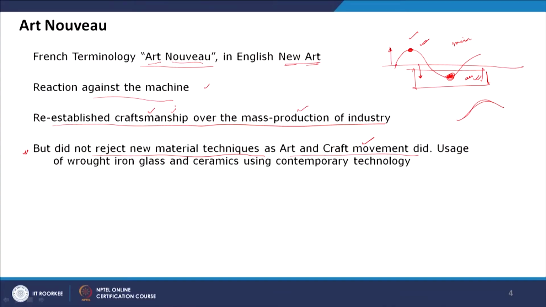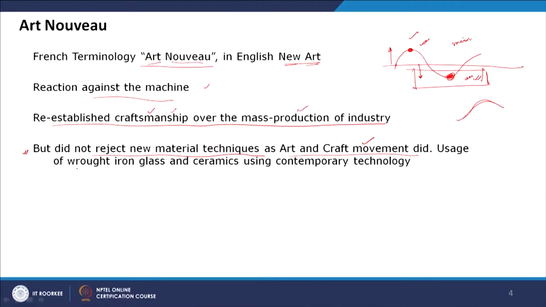do. The Arts and Crafts movement emphasized craftsmanship and traditional technique, so that the craft guild would survive, not the industry. But in Art Nouveau, they took the benefits of industry, but retained their own visual style. So wrought iron, glass and ceramic were used in this Art Nouveau style.